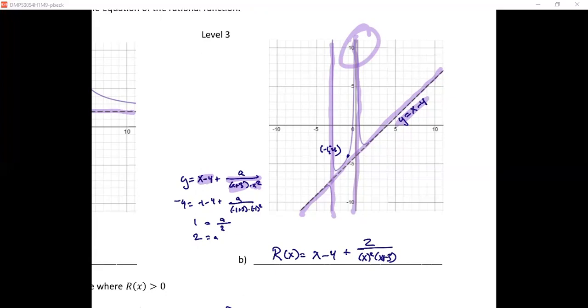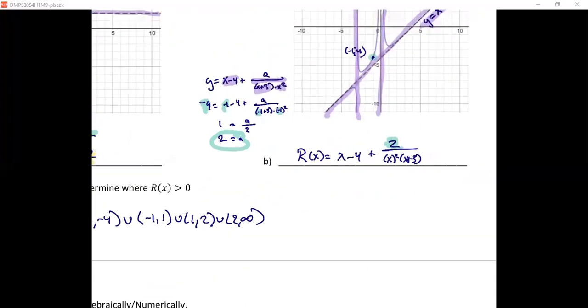Moving right along. In this case, I really need to solve for A. And to solve for A, what I did was I found a point that was on the graph. Let me change colors so you can see a little bit more clearly what I'm doing. -1 comma -4 is on the graph, so I plug in -4 for y, plug in -1 for x, and solve for a. In this case, a equals 2 also.